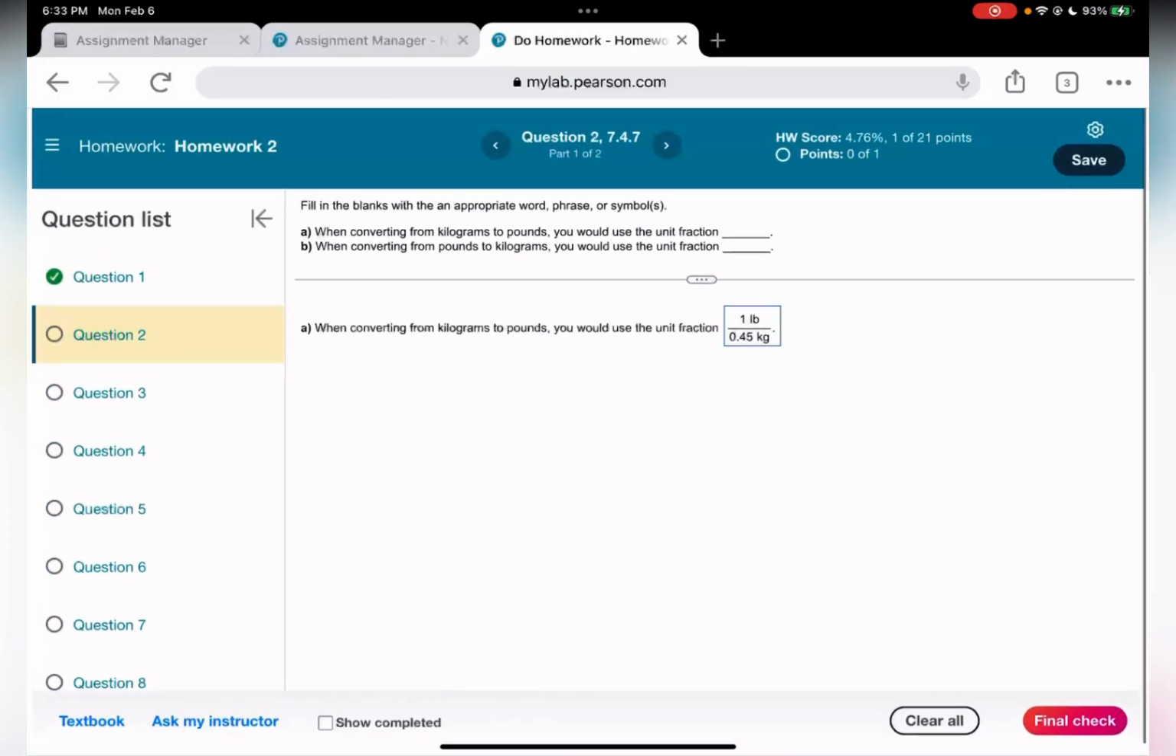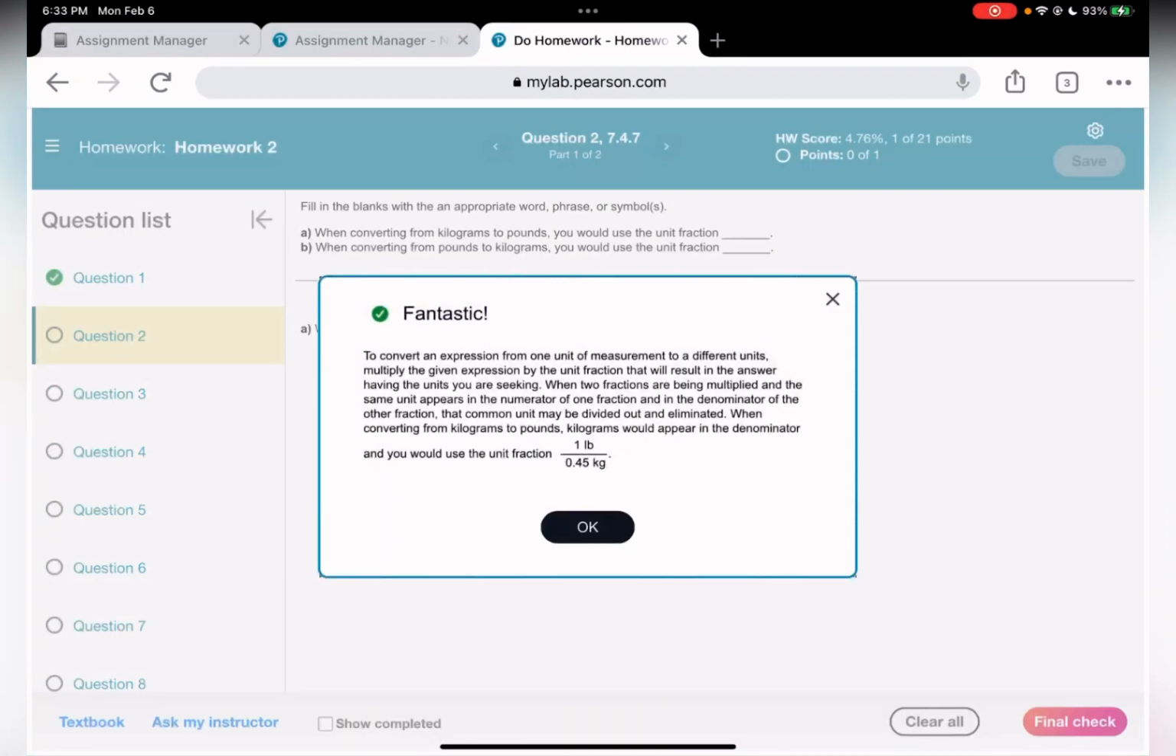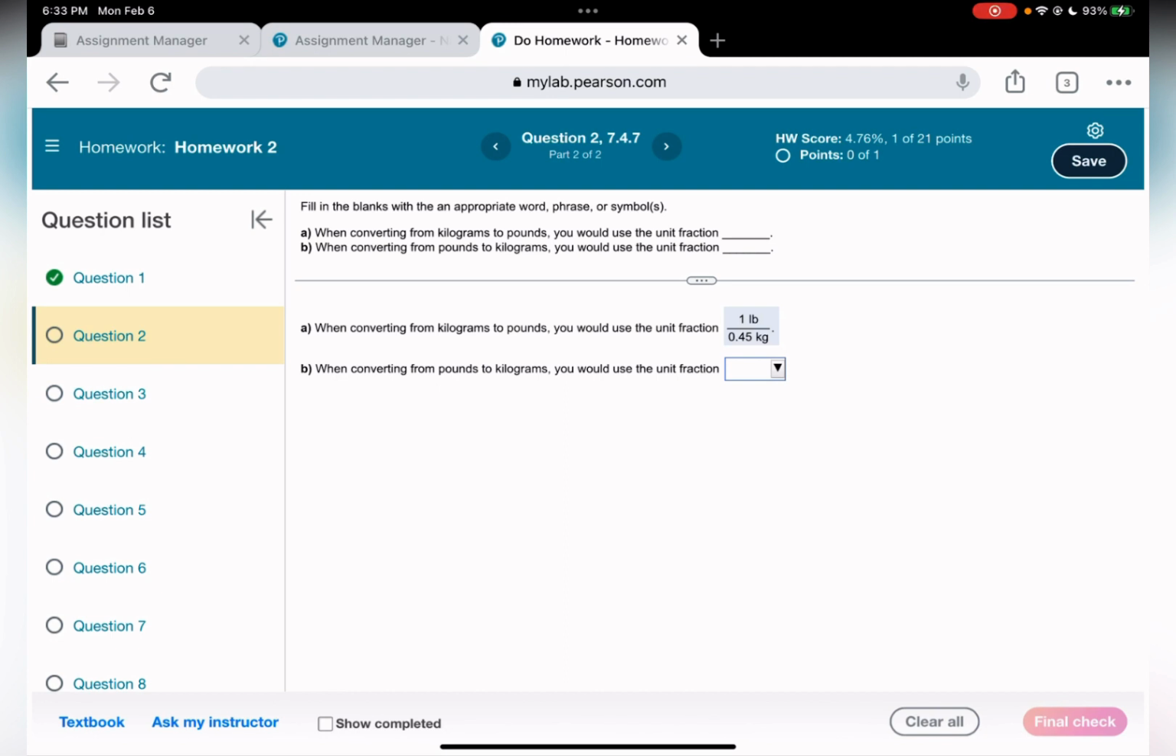When converting from pound to kilo, vice versa, then we're going to take kilo over pound. Whatever is asked, when it says from kilo, kilo goes down. Here in question B it says from pound, so pound goes down, because it represents 1 pound is 0.45 kilo.